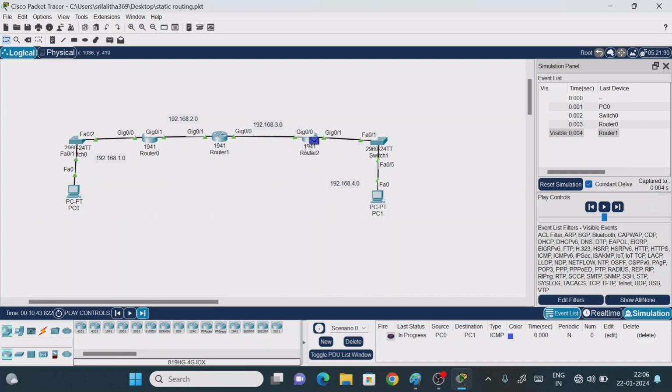Now what are the directly connected networks for router 2? It already knows 3.0 because it is directly connected, and 4.0 is directly connected. So within this network, it will do direct packet delivery to its destination through the L2 network. After that, we are going to get the reply.